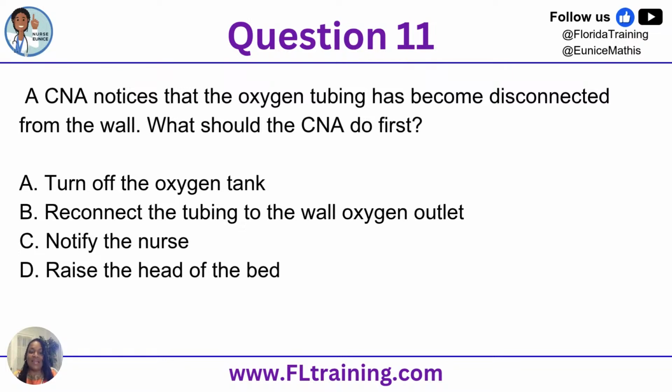Number 11, a CNA notices that the oxygen tubing has become disconnected from the wall. What should the CNA do first? A, turn off the oxygen tank. B, reconnect the tubing to the wall oxygen outlet. C, notify the nurse. Or D, raise the head of the bed.